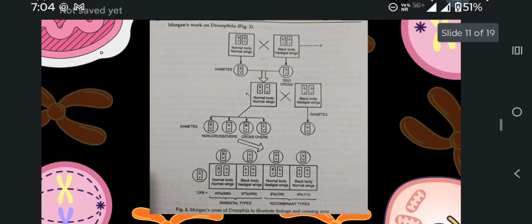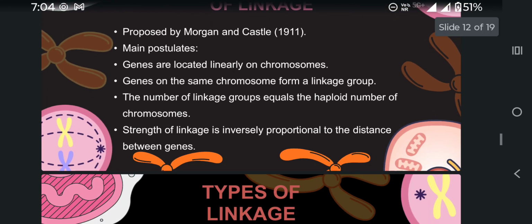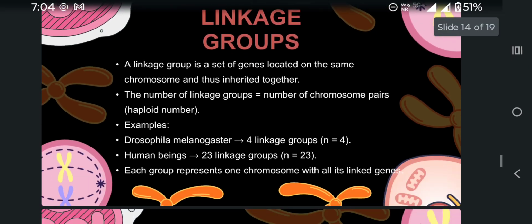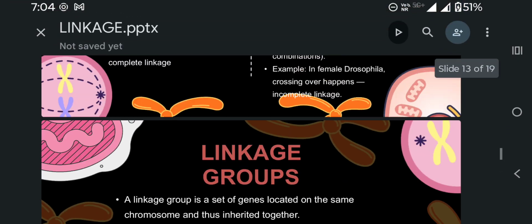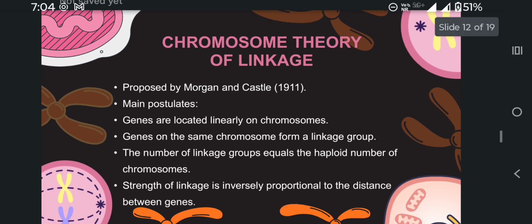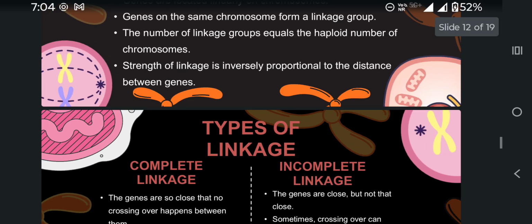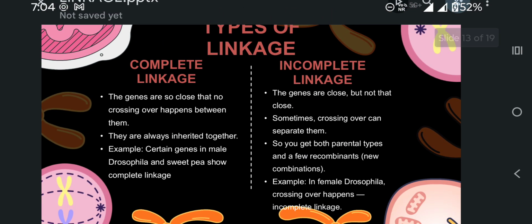So if you can see here, the closer the genes, the more the linkage occurs. So this is how linkage works. You can study the linkage, and you can also study the chromosomal theory of linkage, which was proposed by Morgan. So genes are mainly on the chromosome. Linkage can be of two kinds: complete linkage and incomplete linkage. Genes which are very close have no possibility of crossing over, so they show complete linkage because they are inherited together.